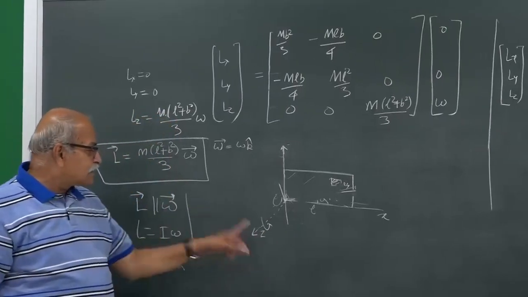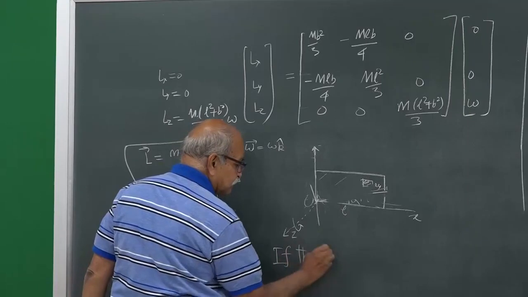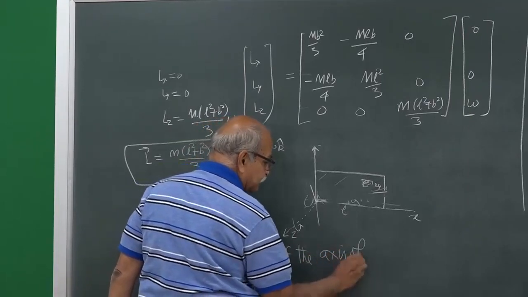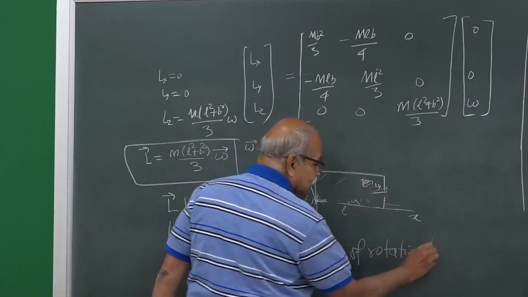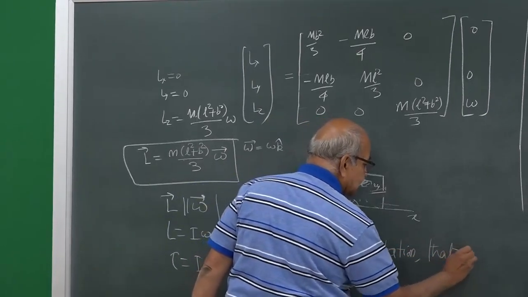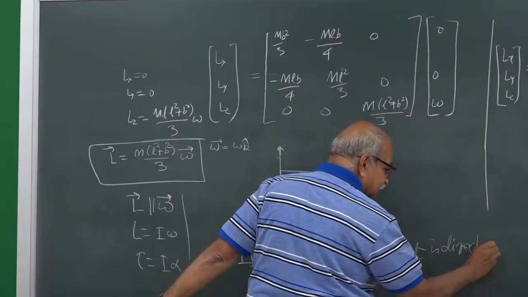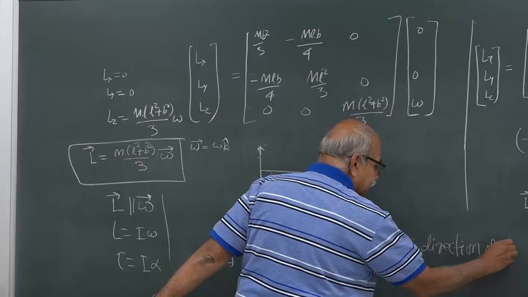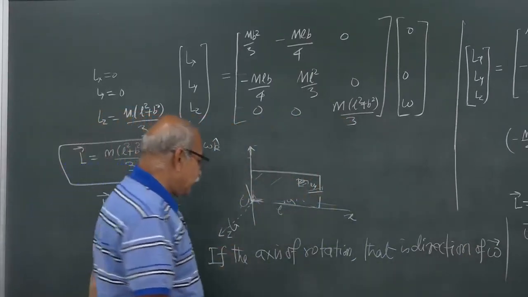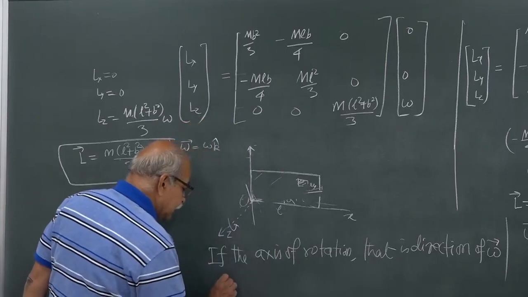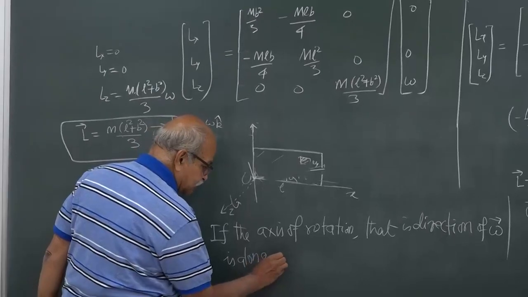if the axis of rotation is, what is the axis of rotation? The direction of omega. Remember, this need not be constant in time, it can change with time. I am talking of a certain instant. The direction of omega is along one of the principal axes.